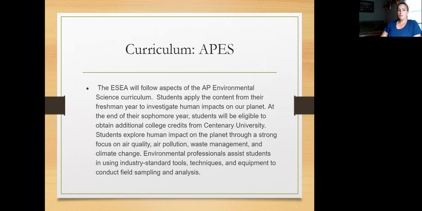The AP Environmental curriculum really mirrors the Centenary University Principles of Environmental Science curriculum. So juniors, you just registered for the Centenary course, and at the end of this year, the sophomores will register for the course. Either way, you're both taking this course and you'll both be able to get credits eventually. The AP curriculum goes over our planet and its systems, and then it goes into human impact on those systems.